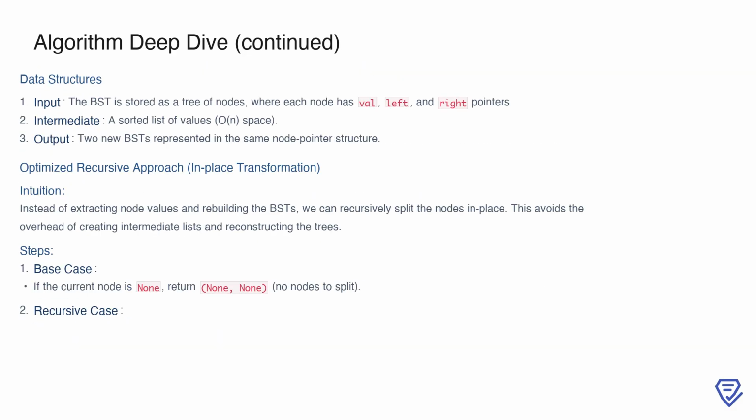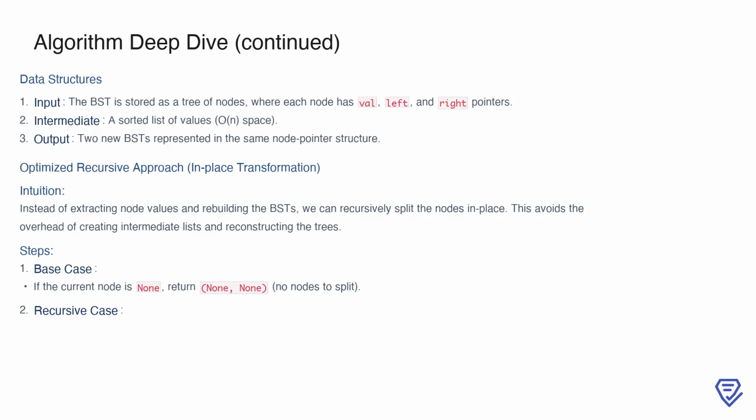Now, let's analyze the data structures involved and introduce a more optimized approach. The input is the BST itself, represented as a tree of nodes where each node has a value and pointers to its left and right children. During the brute force approach, we use an intermediate sorted list of values, which takes O(n) space. The output consists of two new BSTs, each represented in the same node pointer structure as the input.